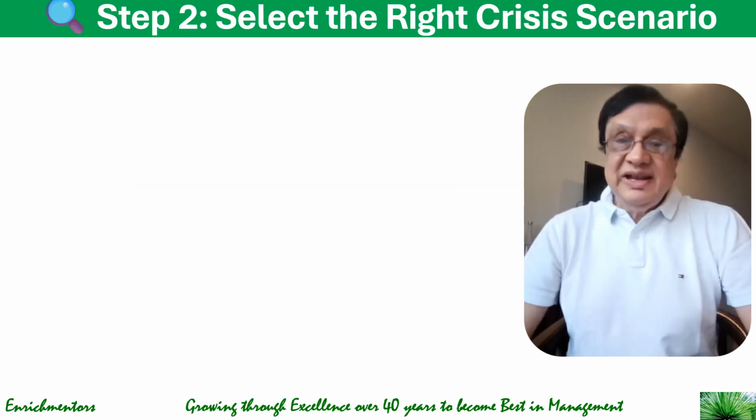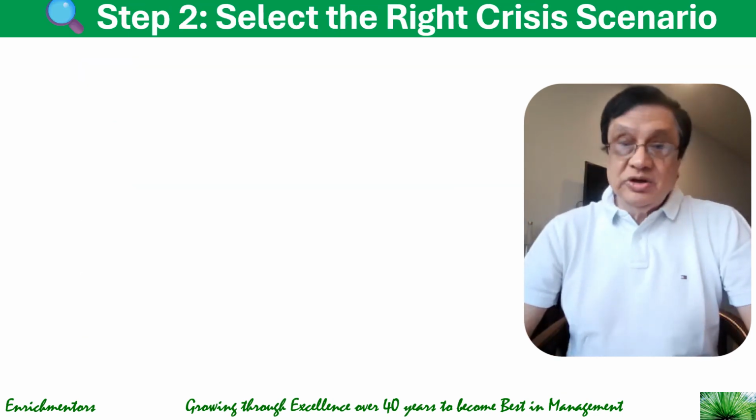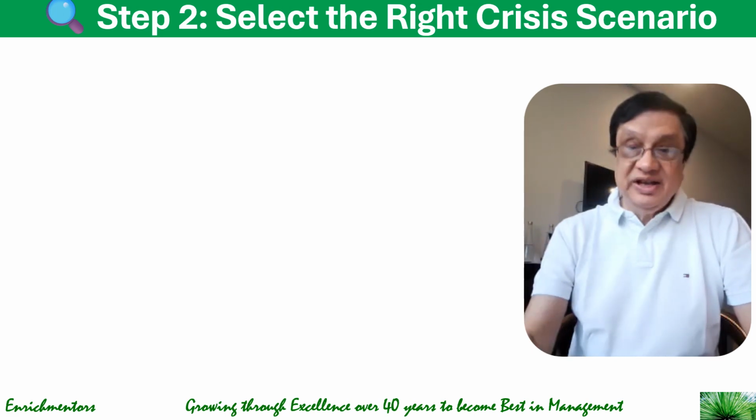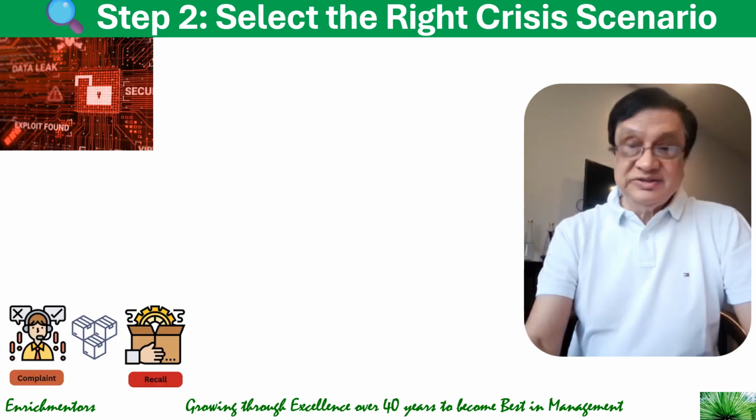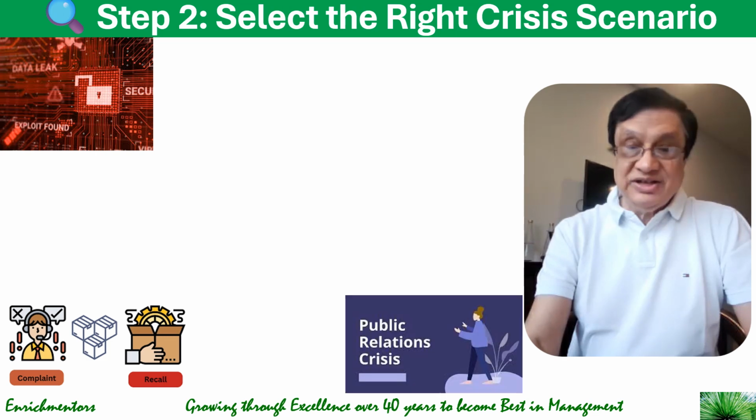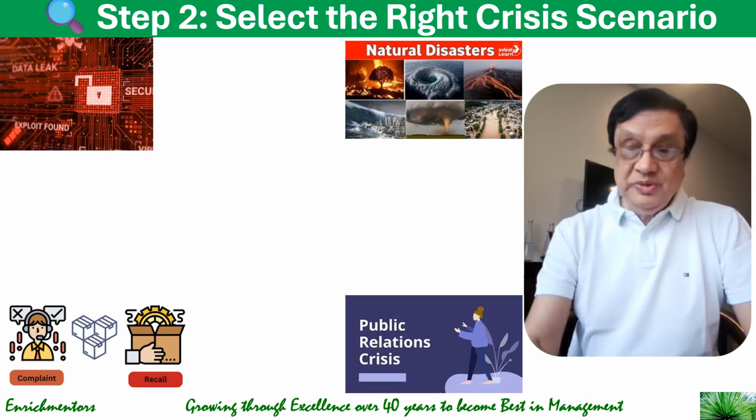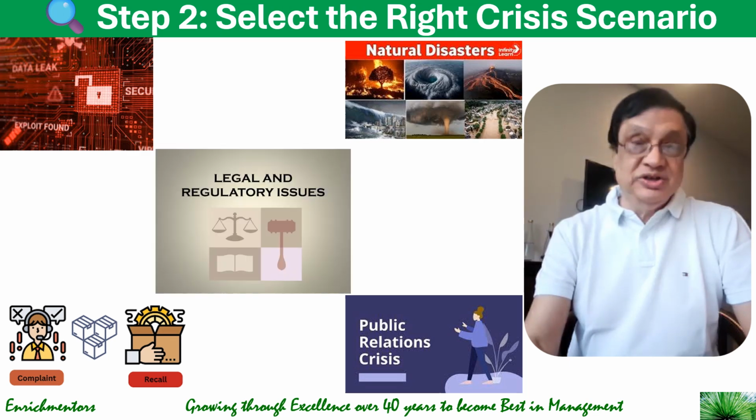The second step would be to select the right crisis scenario, because different scenarios help to prepare for different types of crisis. And what are the common types of crisis scenarios? The first one could be a cyber attack or a data breach, or there could be product recalls or quality failures. There could be PR or reputational crises with social media backlash. There could be natural disasters or business disruption, or it could be a regulatory violation or legal issue. So these could be the different types, and you need to select as many of them as applicable for your business.